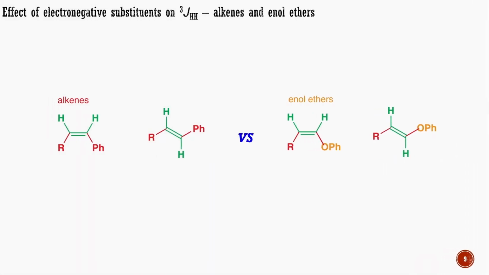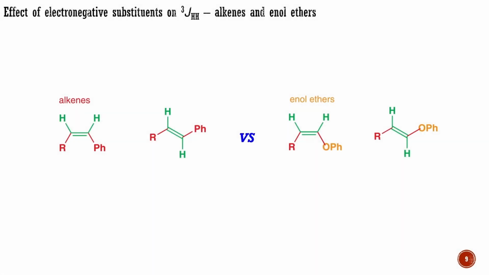The effect of the third factor, electronegativity, is easily seen in the comparison between ordinary alkenes and alkenes with alkoxy substituents, known as enol ethers. We are going to compare two pairs of compounds with a cis or a trans double bond. One pair has a phenyl group at one end of the alkene and the other has a phenoxy group. For both pairs, the trans coupling is larger than the cis, as you would expect from the more perfect parallel alignment of the bonds in the trans compounds.